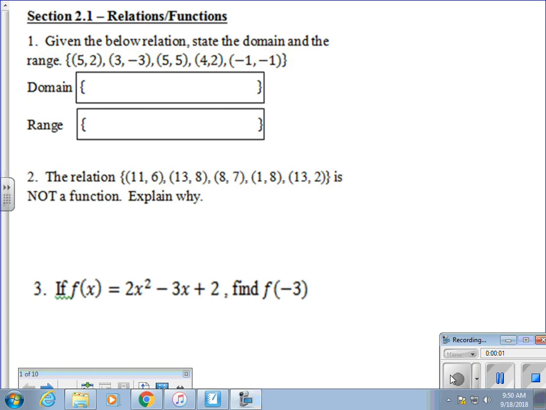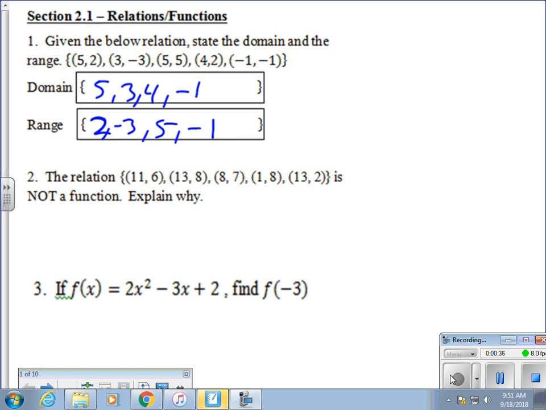Domain and range. Your domain are all your inputs. Generally speaking, they are all the x values. All you're required to do is to give the set from the domain, and that would be 5, 3, 4, -1. You do not need to repeat something that's there more than once. Your range are all the corresponding y values, 2, -3, 5, -1. Okay, so you list all your x's, list all your y's. That's all you have to do on that.